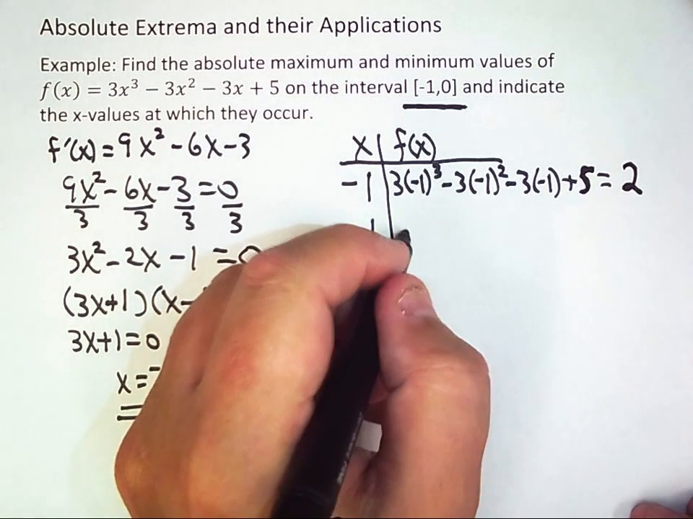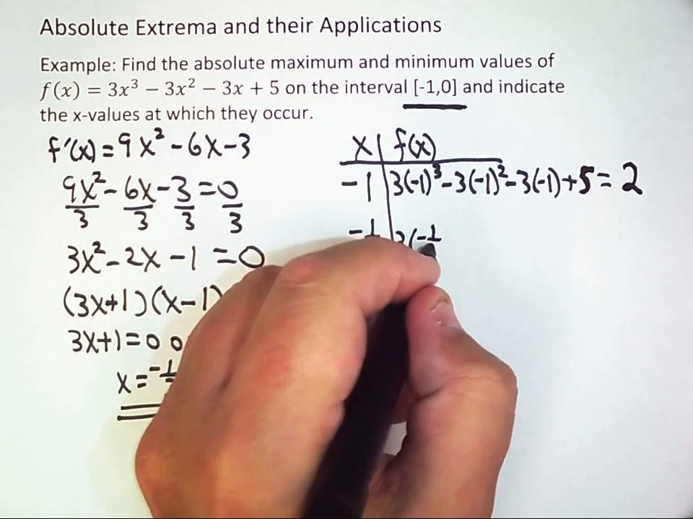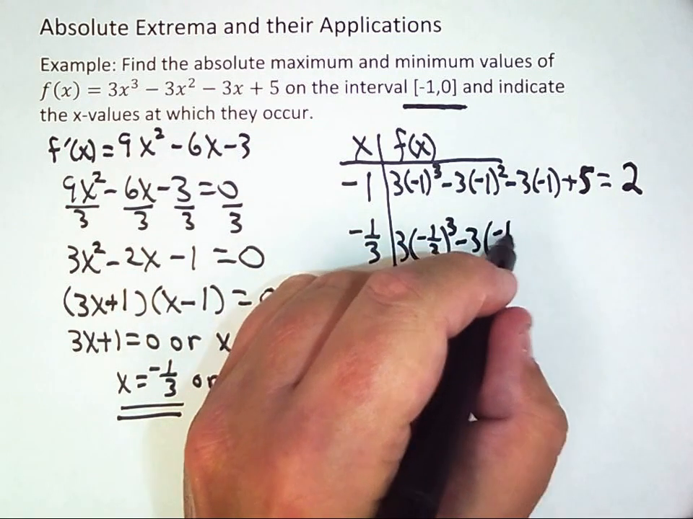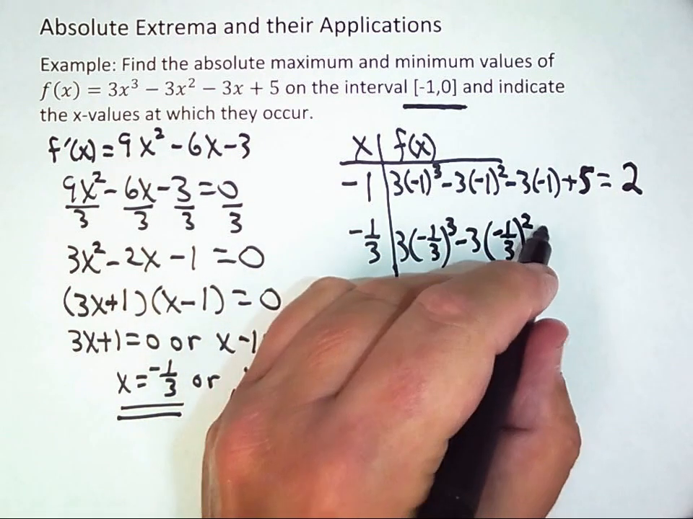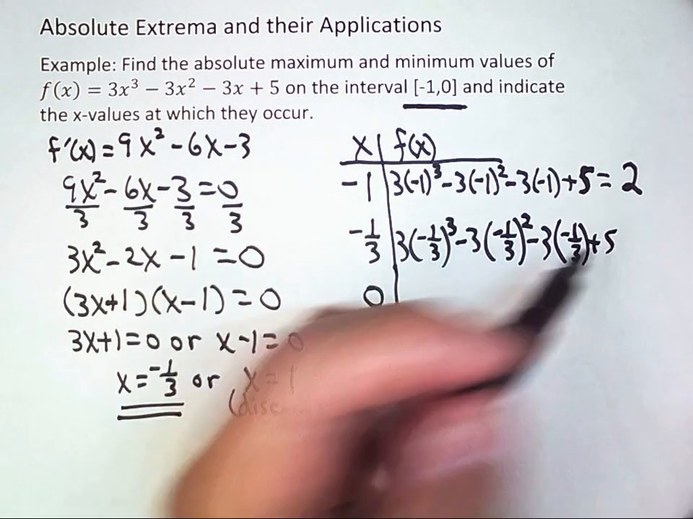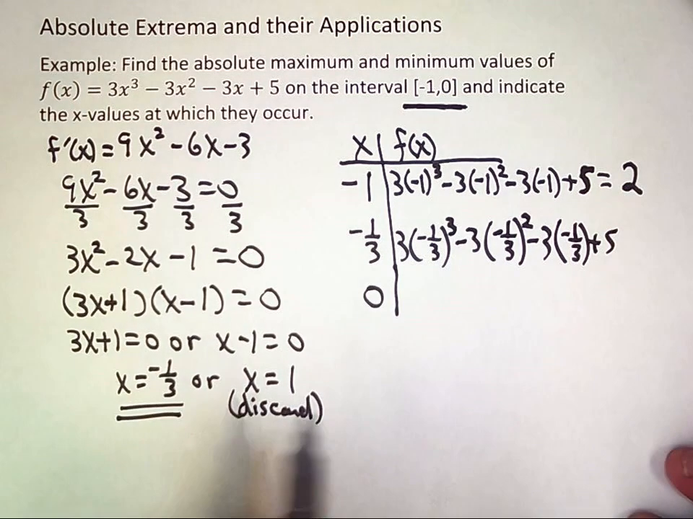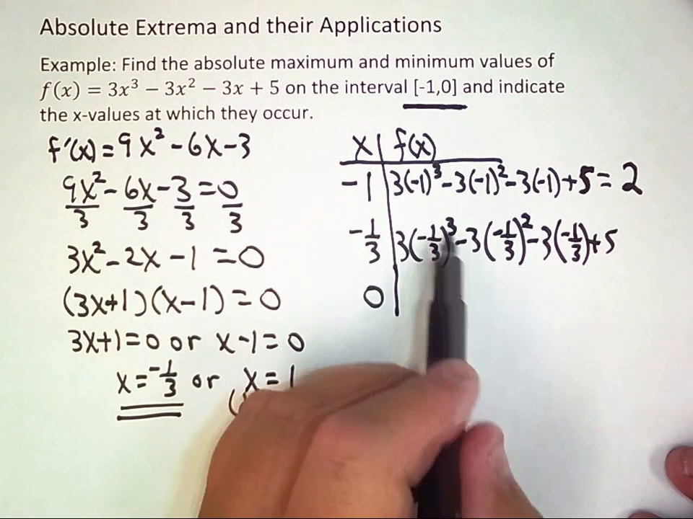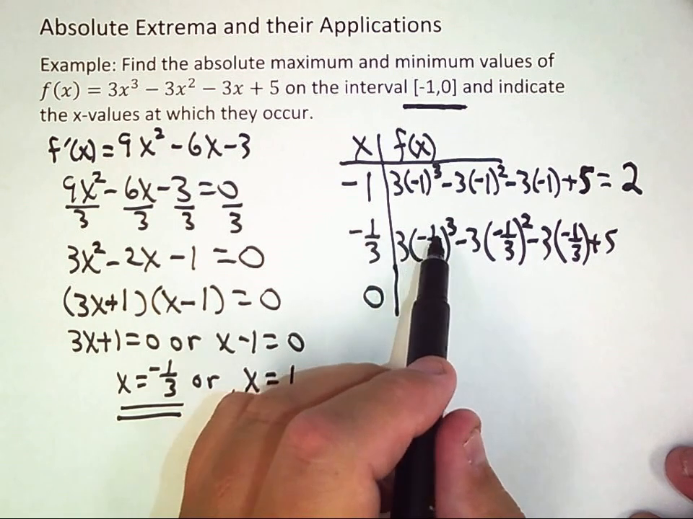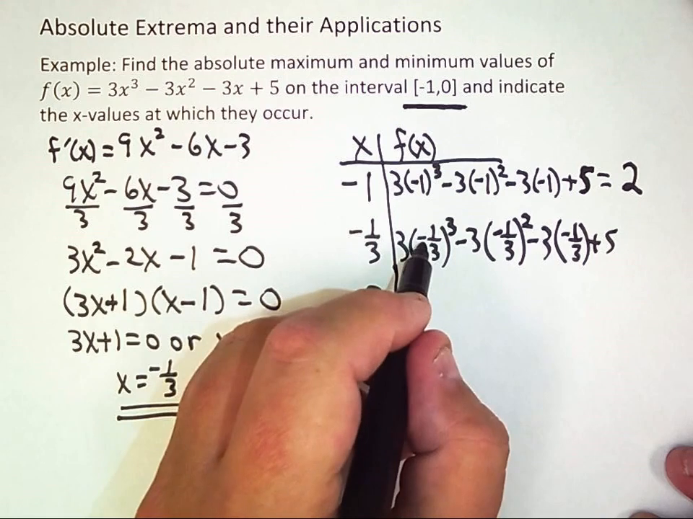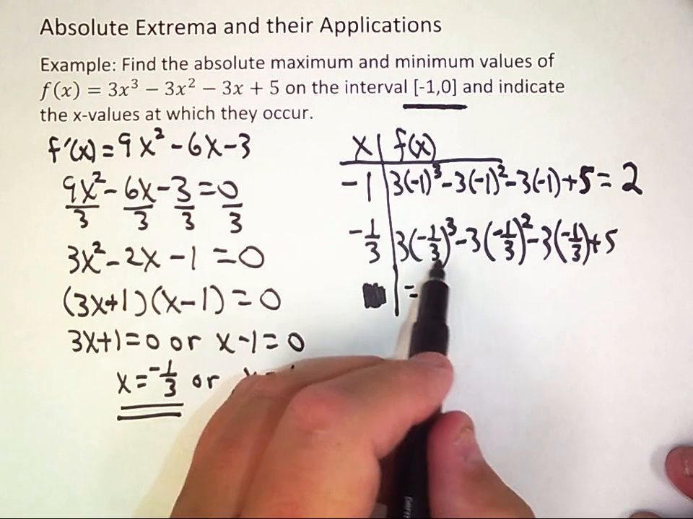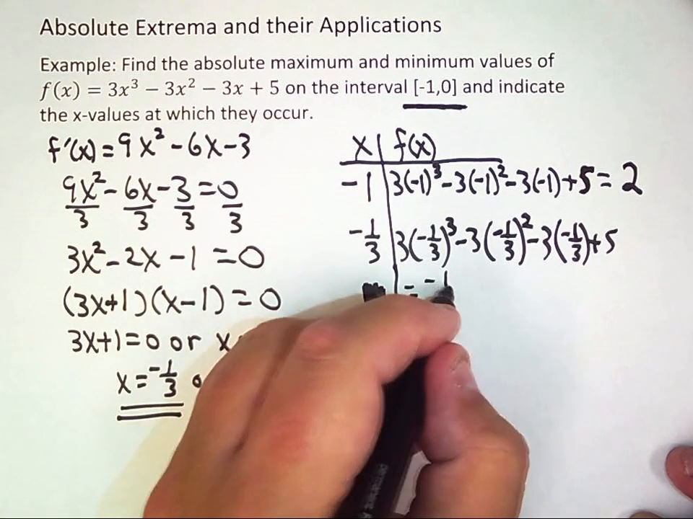Now do the same thing with -1/3. Plug it in, you get 3 times the quantity -1/3 cubed minus 3 times -1/3 quantity squared minus 3 times -1/3 plus 5. Now, when you cube a negative, it's going to come out negative, and 1/3 cubed is 1/27. Now, 3 is like 3 over 1, so you get 3/27. But it's going to be negative, so I get -1/27 times 3, which is -1/9.